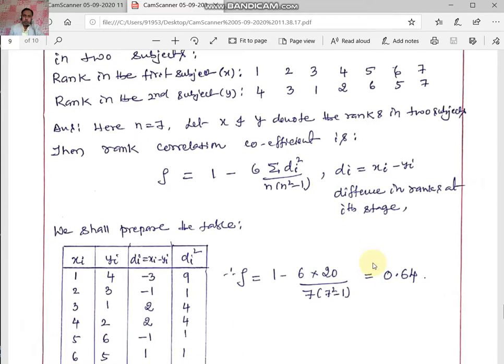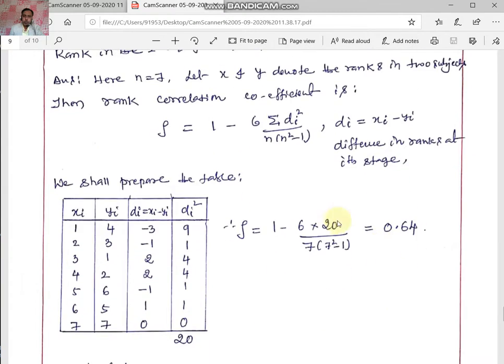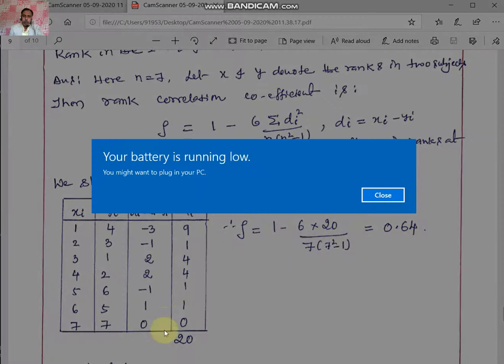Now let us find the rank correlation. Here n is equal to 7. Let x and y denote the ranks in 2 subjects. Then the rank correlation coefficient is given by rho is equal to 1 minus 6 times sigma di square by n into n square minus 1, where di is equal to the difference of xi and yi, that is, the difference in ranks of the ith student.